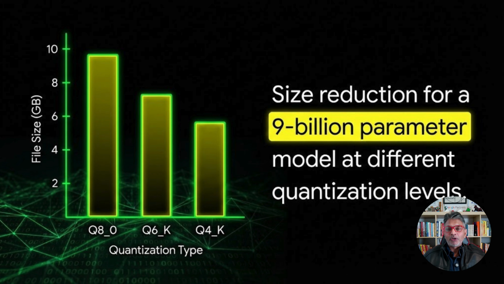Look at this example. Take a 9 billion parameter model. At 8-bit precision, or Q8, the file size was almost 10 gigabytes. Now reduce it to 4-bit precision, or Q4, and it drops to 5.8 gigabytes. That is nearly half the size. This matters for your storage and, more importantly, your RAM. It makes powerful AI models accessible to more people.